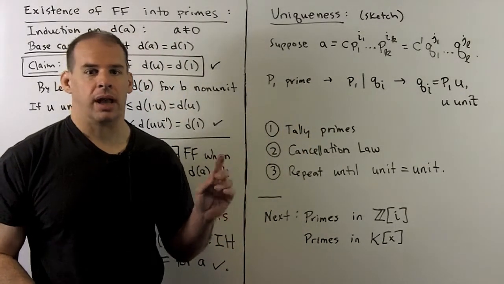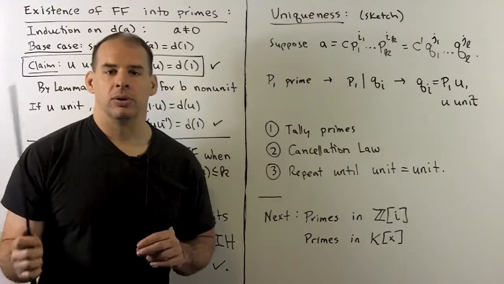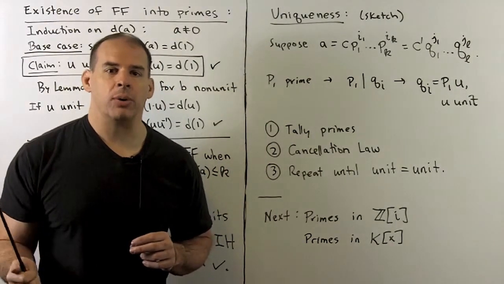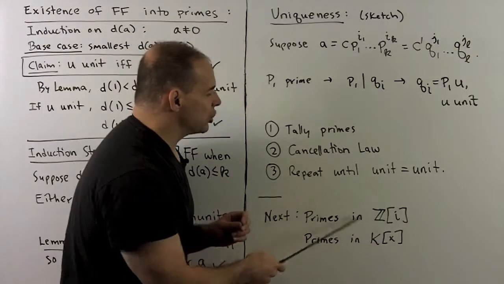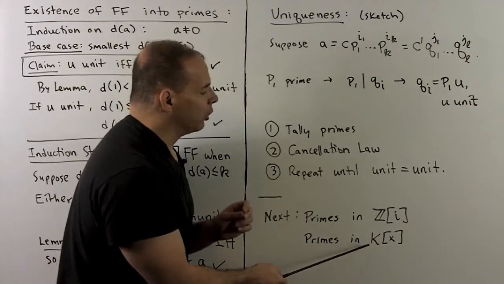Now, what's coming up, we have the general theory here, so now we just want to look at specific cases. We'll look at primes in the Gaussian integers, and we'll look at primes in polynomials over a field.